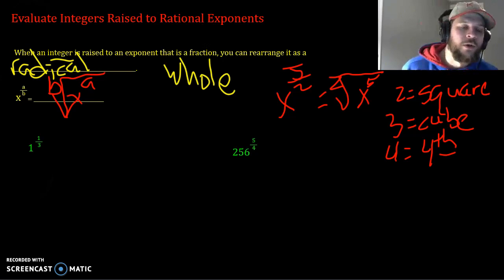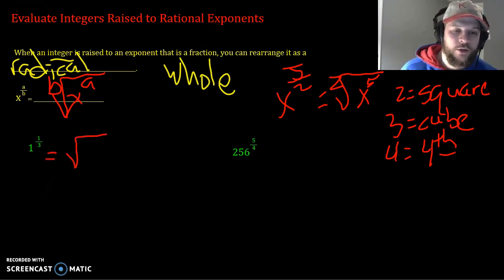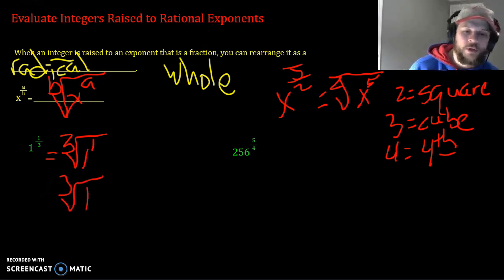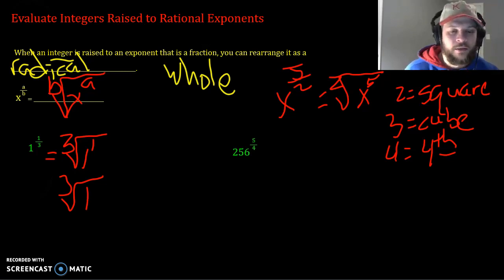So 1 to the 1/3 power can be rewritten as the third root, since the 3 is our denominator, of 1 to the 1 power, which is just 1. And then, since it's a whole number, you would find a number that multiplied times itself is equal to 1, and in this case, it is equal to 1.